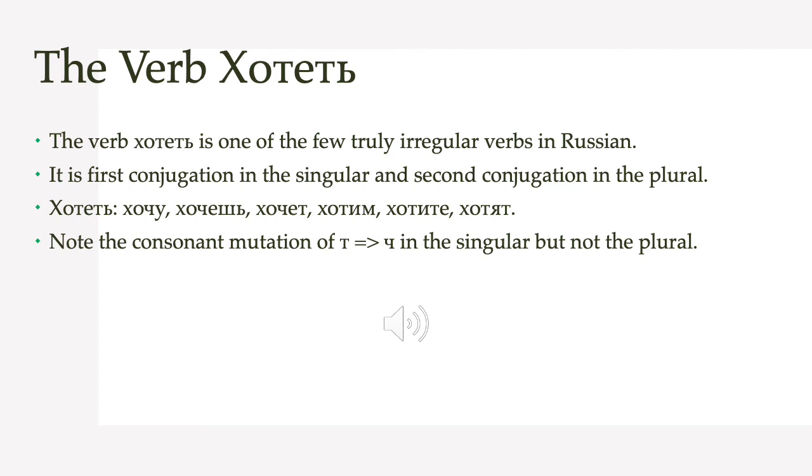Note that we have this consonant mutation of т to ч in the singular, but not the plural. The singular has first conjugation endings чу, чешь, чет, and the plural has second conjugation endings тим, тите, тят. So you will have to memorize it. People frequently make mistakes with it, even native speakers, but one of the things that separates an educated person from an uneducated person is their ability to conjugate the verb хотеть, so you definitely want to be able to do it correctly. That is it for our review of second conjugation verbs.